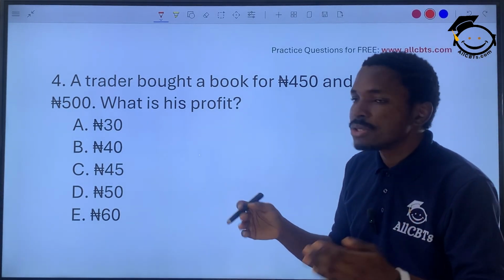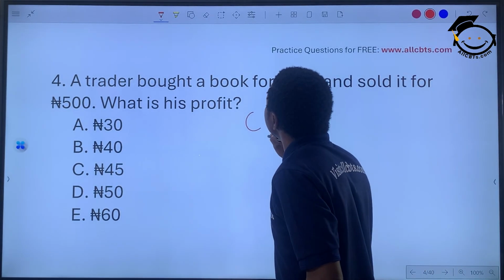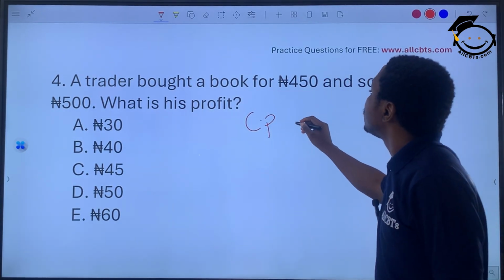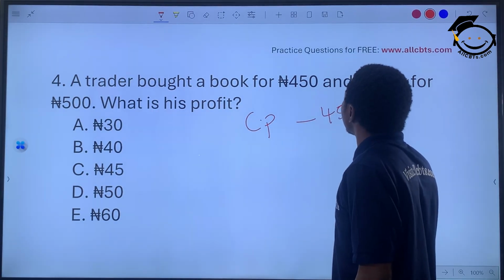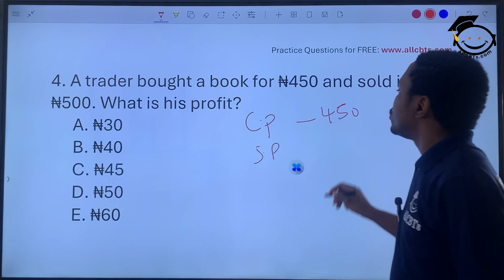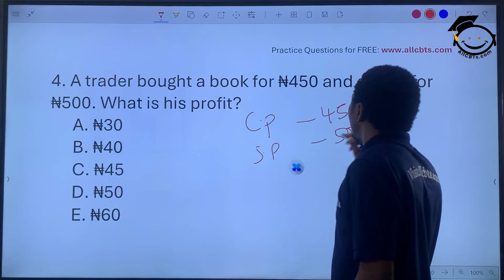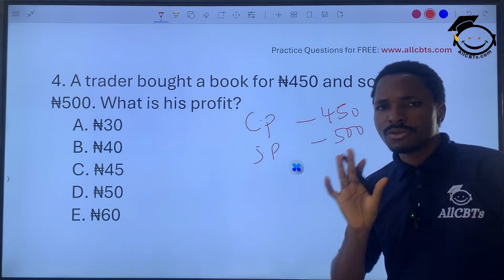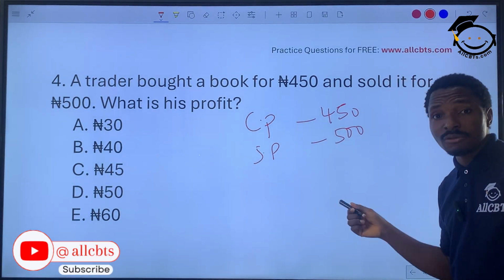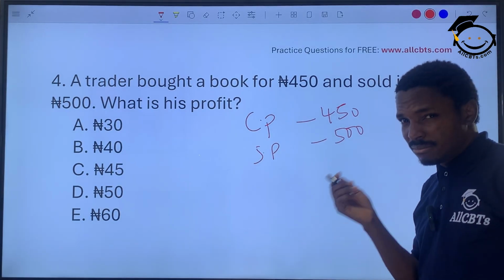What is his profit? So cost price, let's say CP. He bought it for what? 450. Selling price, SP. Sold it for what? 500. We want to know, did he make profit or loss? First of all, he made profit because he bought it at 450 and sold for 500. So he made profit of how much now?